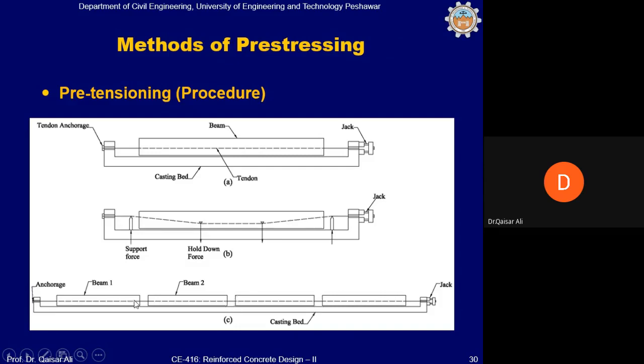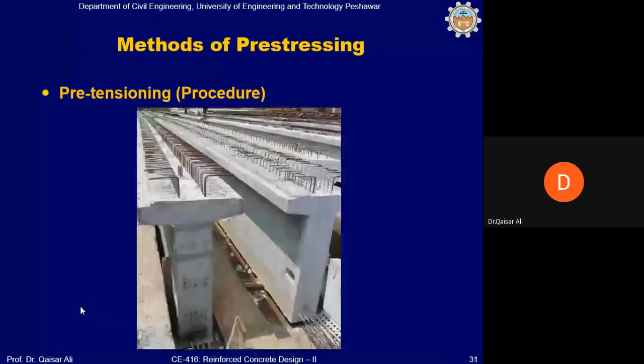When the wires are cut on both ends of every beam, the pre-stressing force will be transferred through bond between steel and concrete. This is the technique of pretensioning. Okay, these are some pretension girders, I girders, T girders.